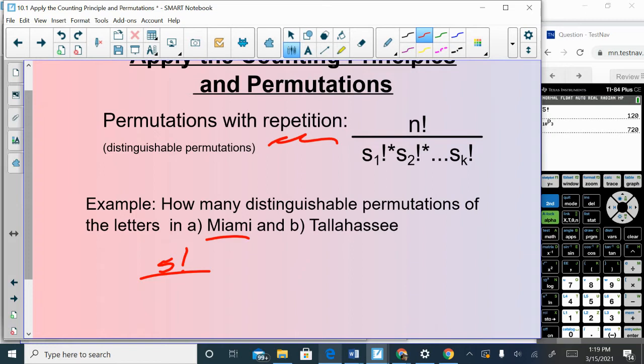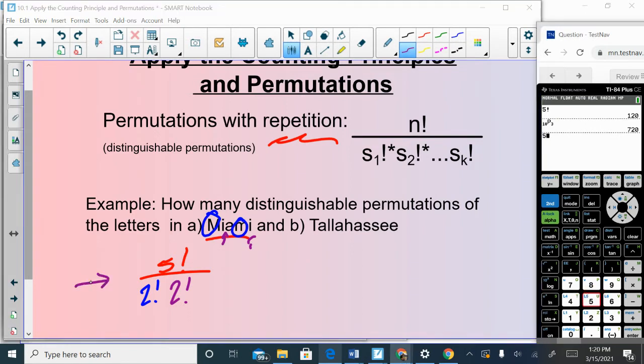So in the word Miami, M is repeated twice. There's an M here and an M here. So 2 factorial goes in the denominator. And also, I is repeated twice, and so another 2 factorial goes in the denominator. So if I were trying to figure out how many ways I could write the letters in the word Miami, where some objects are repeated, like M and I, this is the formula for doing that task.